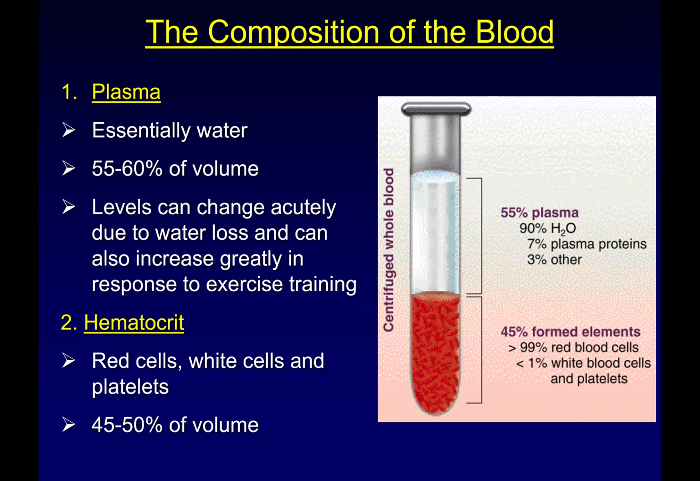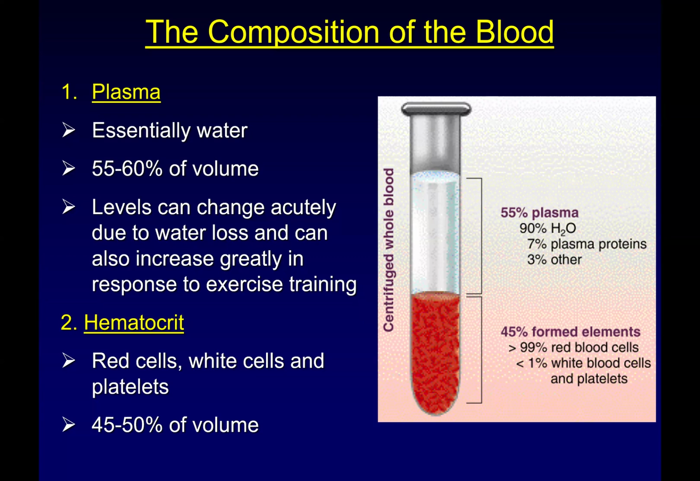Levels of plasma can change acutely due to dehydration. You go and you sweat a bunch, and the water that you're sweating out is primarily coming from the water in your blood. And this is the thing: the plasma, the water in your blood, is the thing that changes dramatically with exercise training.